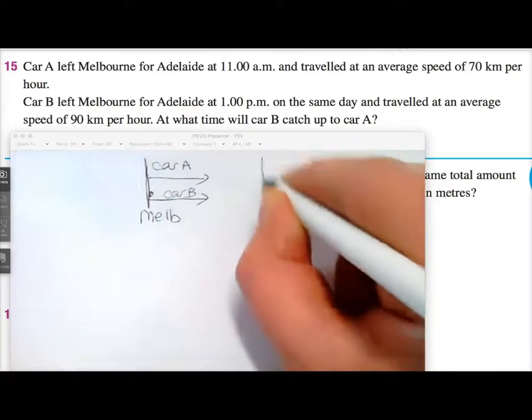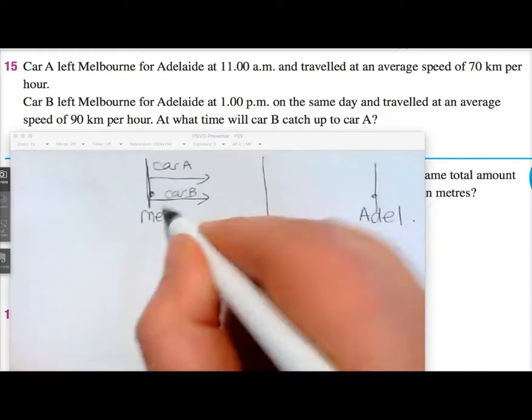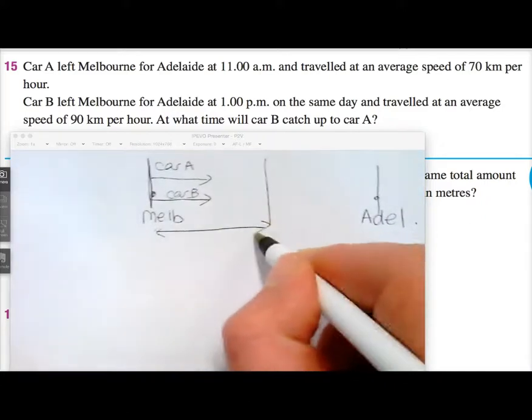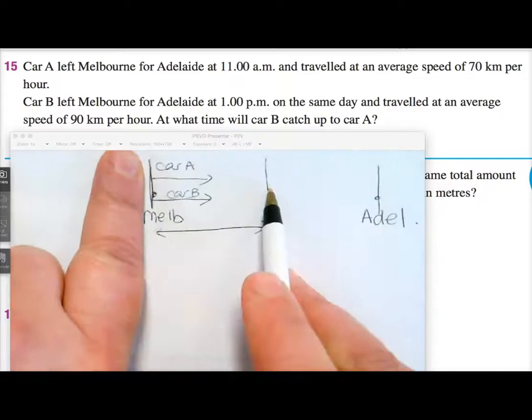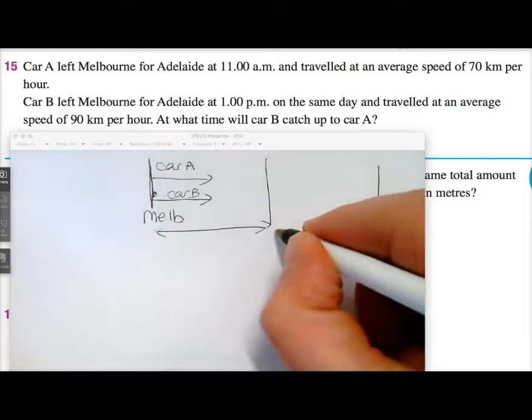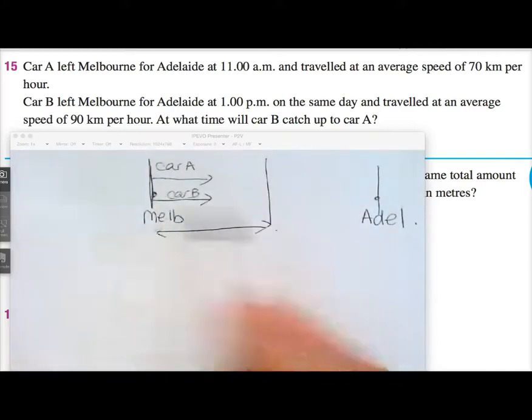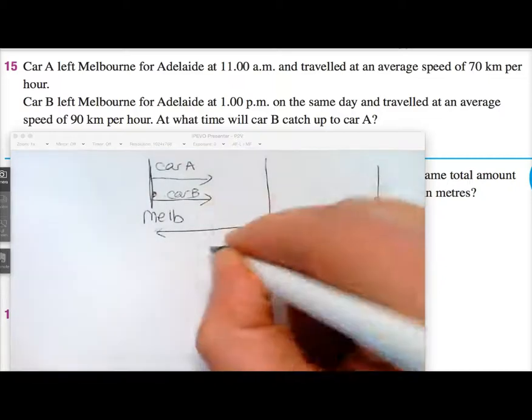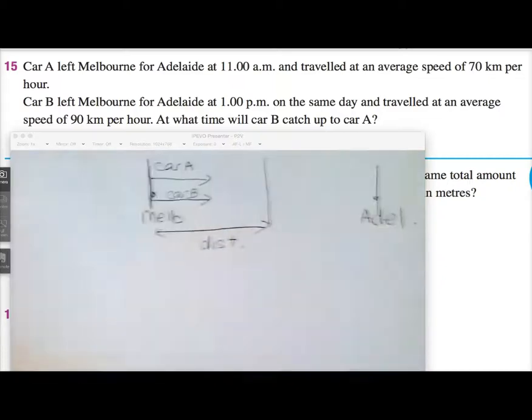So they will catch up somewhere, I don't know where, but when they do catch up, it'll be at the same distance from Melbourne. They have to be in the same place to meet. They can't meet unless they're at the same place. So they will catch up somewhere along the road at a certain distance. So the only thing that's going to be the same for them is the distance travelled.